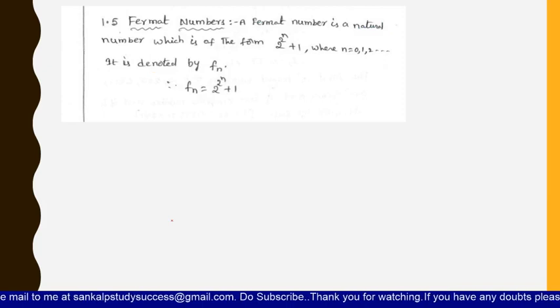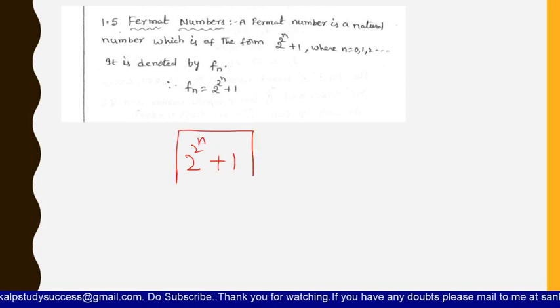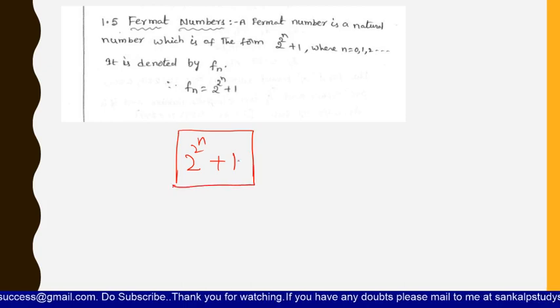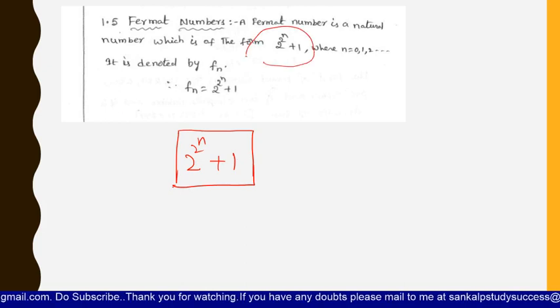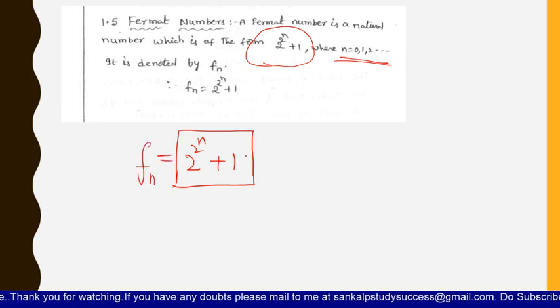A Fermat number is any number which is of the form 2 power n plus 1. If a number is in this format, then we will say that this number is a Fermat number. A Fermat number is a natural number which is of the form 2 power n plus 1, where n is equal to 0, 1, 2 and so on. Here it is denoted by Fn, that means Fn is equal to 2 to the power of 2 power n plus 1.